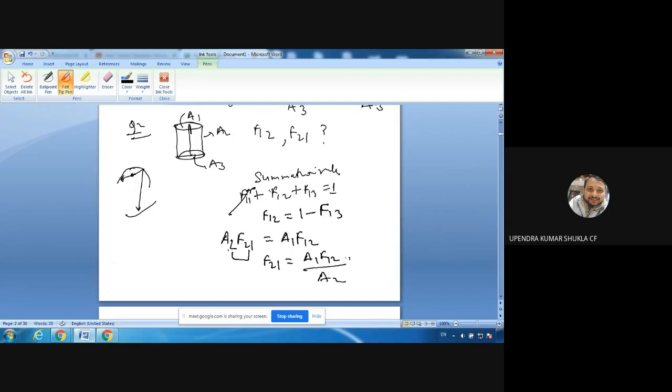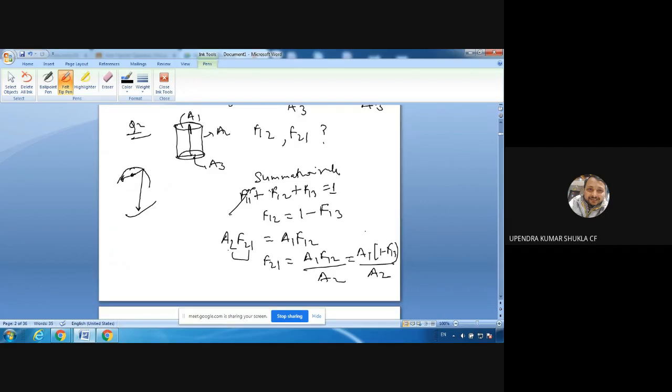So F21 is divided by A2. Now you have the value of F12, so F21 is equal to (1 minus F13) times A1 divided by A2. This is what we got.